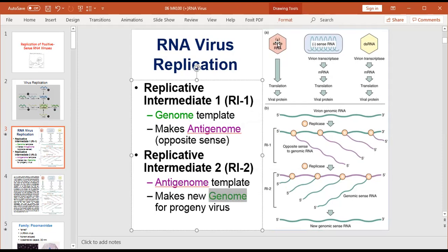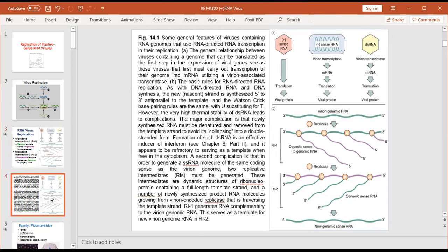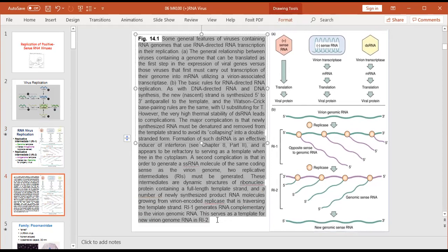So if we have a positive strand RNA, during the first step we make a negative RNA. During the second step, we make more positive. So we end up with an accumulation of both positive sense and negative sense RNAs. Slide number 4 is basically a more detailed description of this process of replication of RNA genome viruses, and I would recommend you take a look at it.